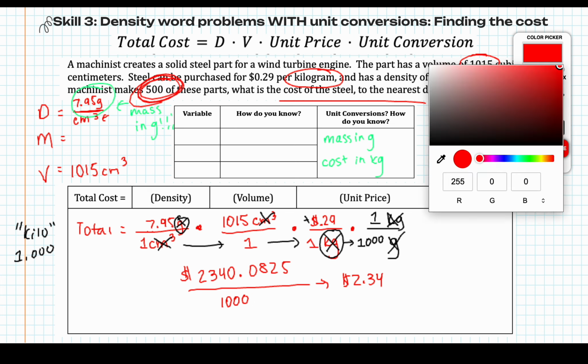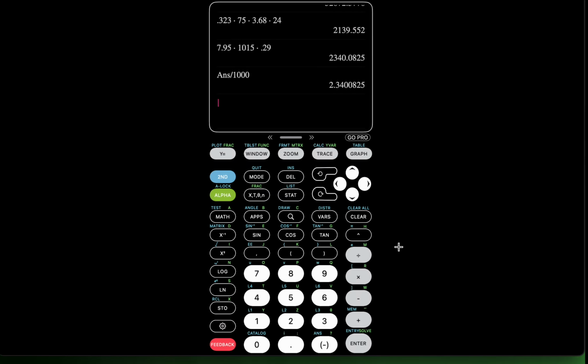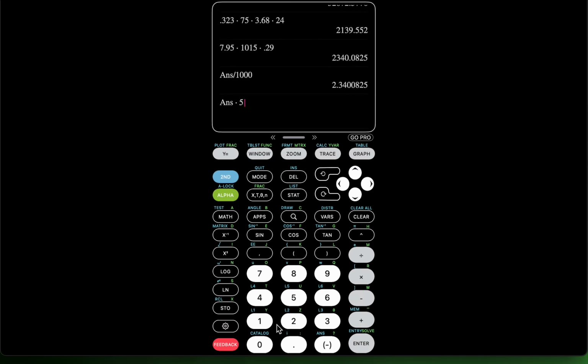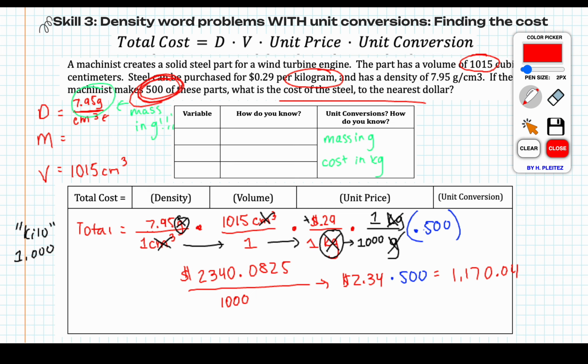And that's why, remember, at the end we've got to multiply by that 500. So we're doing times 500. I didn't do that in the beginning because I wanted you guys to really see how the units come into play and how we start canceling those out. But from the beginning, if you wanted to put that times 500 in there, you'd be good to go. So we're going to do 2.34 times 500, and we get $1,170.04. But we're rounding to the nearest dollar, so it's $1,170. And again, always step back and think: this represents the cost for 500 parts.